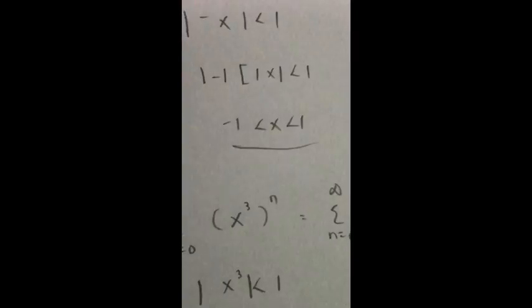Again, the absolute value of negative x needs to be smaller than 1. But the absolute value of negative x is equivalent to just the absolute value of x smaller than 1. You can factor out the negative 1 and the absolute value, but the absolute value of negative 1 is just positive 1. So we'll simply get that x needs to be between positive 1 and negative 1. That will be the interval of convergence.